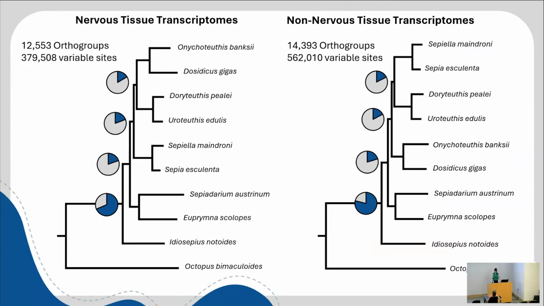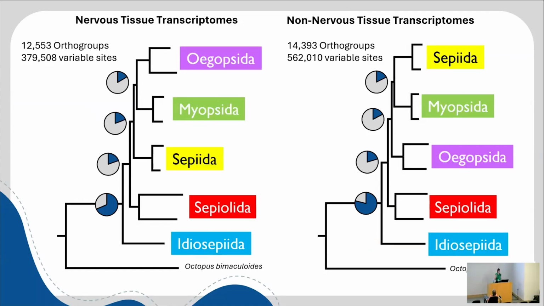So the results. These are the results for the nervous tissue and the non-nervous tissue. When I put these orders up, you are going to see a difference. In our non-nervous tissue transcriptomes, we are getting the topology that we got in our most recent transcriptomic tree. We have Sepiida and Myopsida as sister, followed by Oegopsida, and Sepiolida and Idiosepiida are the sister to the rest, that large body plate. But in our nervous tissue transcriptomes, we are now seeing Oegopsida and Myopsida as sister to each other. And this isn't entirely surprising. Other analyses have found this relationship.